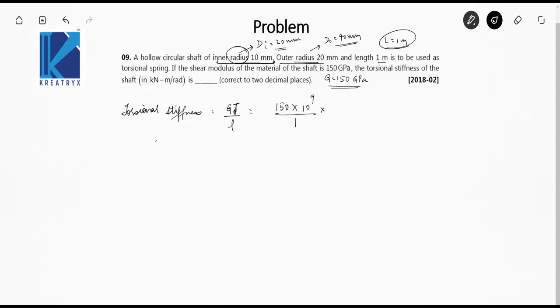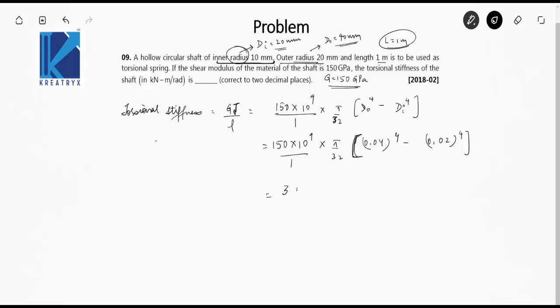L is 1 meter, and J, what is J? For a hollow circular shaft it is pi by 32, d_outer raised to the power 4 minus d_inner raised to the power 4. Every value is given to you. So 150 into 10 raised to the power 9 into pi by 32, d_outer that is 0.04 meter, raised to the power 4 minus 0.02 raised to the power 4. So this is our answer. Whatever be the value, this will be 35342.9 Newton meter.